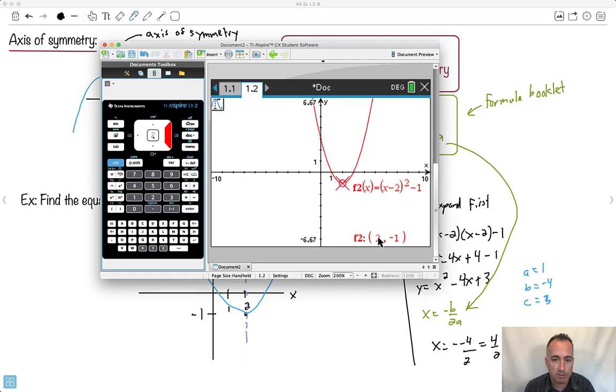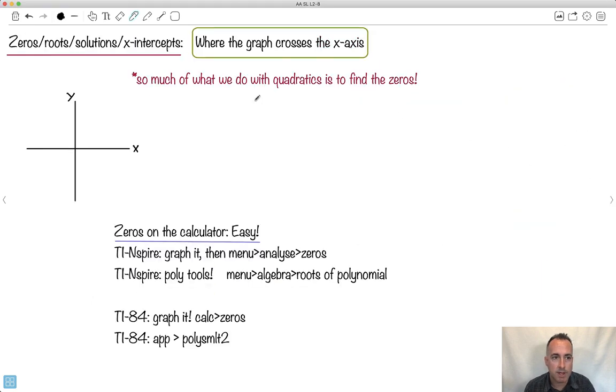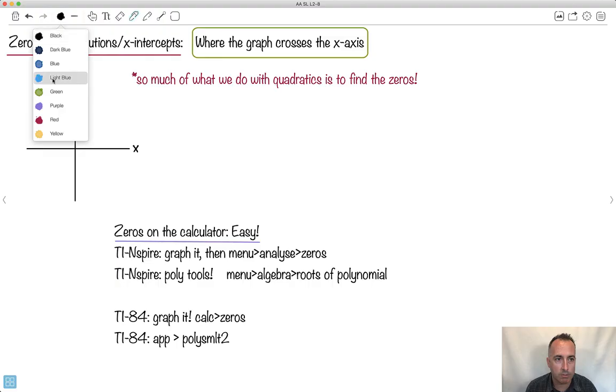Well, that's at x equals 2. That's how I know it. So there's a bunch of ways of doing it. Now, with quadratics, we also need to know about zeros or roots or solutions.